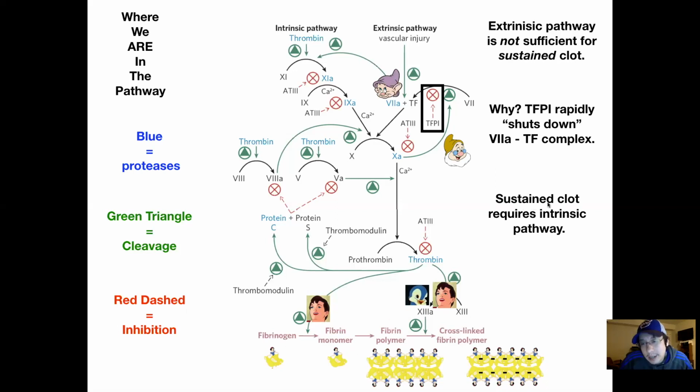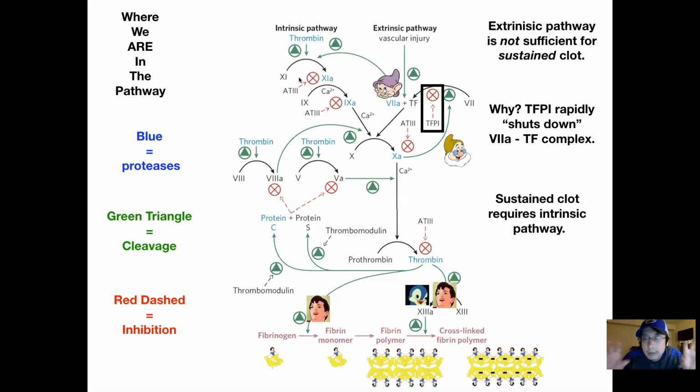The sustained clot requires the intrinsic pathway, okay? Basically, you need to have some sort of feedback loop maintained. You need to amplify the signal. That's why you get other proteases involved. That's why there are not just Snow White and 2 dwarves. No, you really did need the other 5 or so dwarves. This requires the intrinsic pathway, okay?